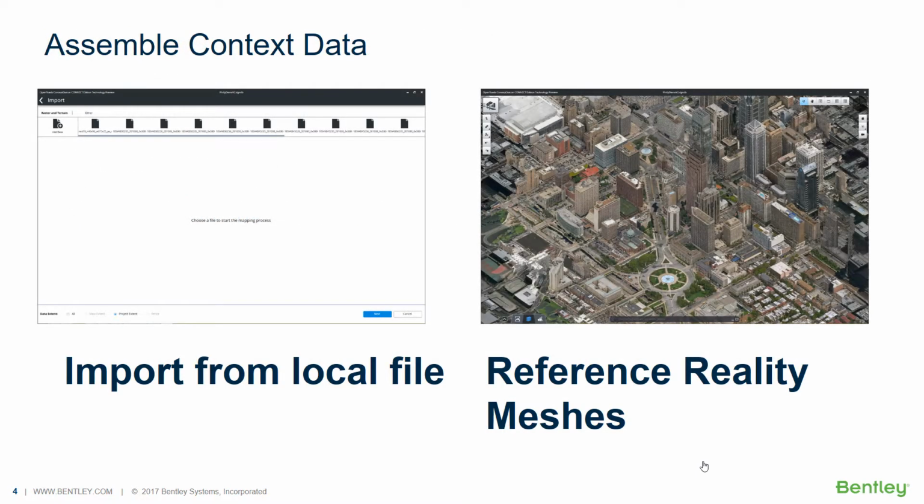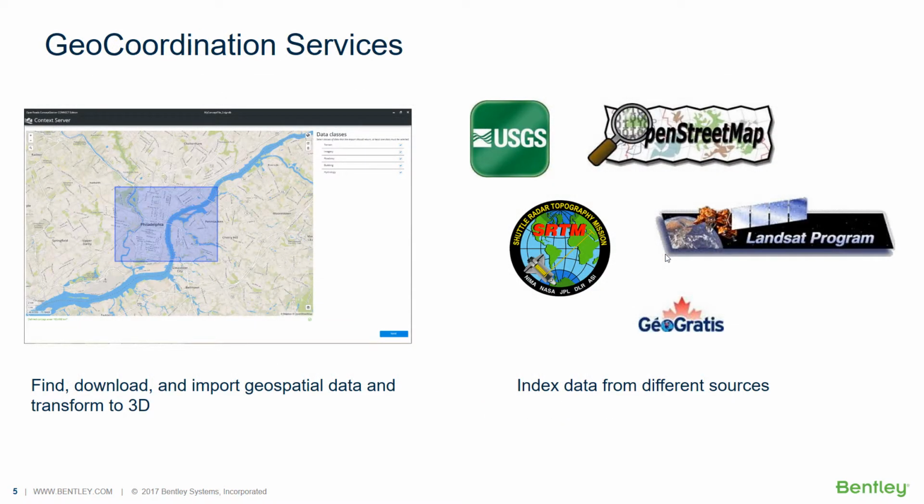So you can bring in your data from a local file. You can also reference in reality meshes if you have them, and these would be created using ContextCapture. You can bring in your POD files. You can also attach DTMs, ALGs, that kind of thing too. Or you can go out and use the GeoCoordination Services.